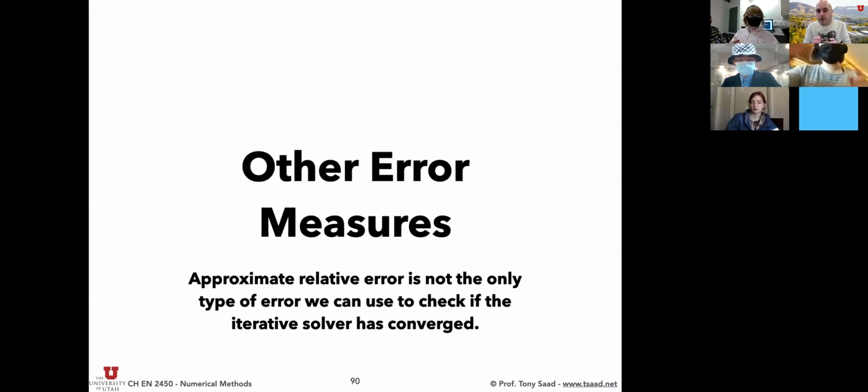But what other error can you think of to see how well your solution solves the system of equations? Think about it. You have Ax equal b, you know A, you know b. You're trying to find x, right? And I'm asking you, as you're trying to find x, how can you tell that this x is a solution to the system of equations? How can you tell that the solution is a solution to the system of equations?